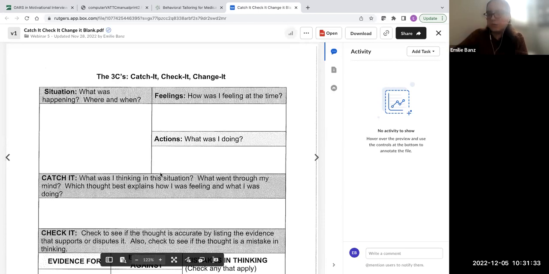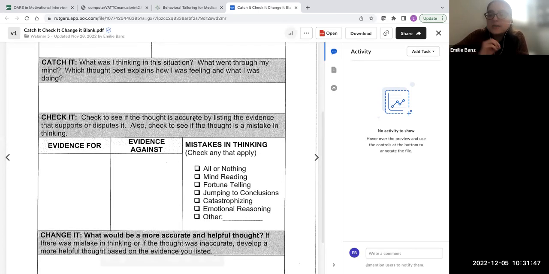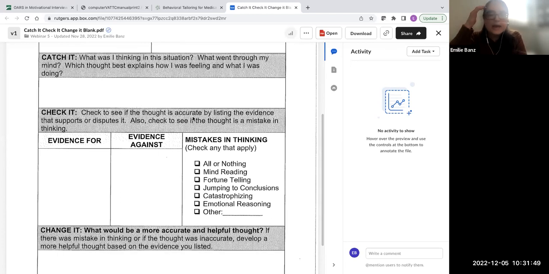But if you're using the worksheet with the person to teach them the skill, you would want to get a little bit of background on the situation and what was happening, how they were feeling, and what they were doing. So you want to get some background on the situation, the feelings, and the actions. And then you get to the catch it, check it, change it. So the catch it is, what were they thinking? What went through their mind, which thoughts best explain how they were feeling and what they were doing? So the catch it is them catching some of these maybe irrational or negative or unproductive thoughts that they're having.